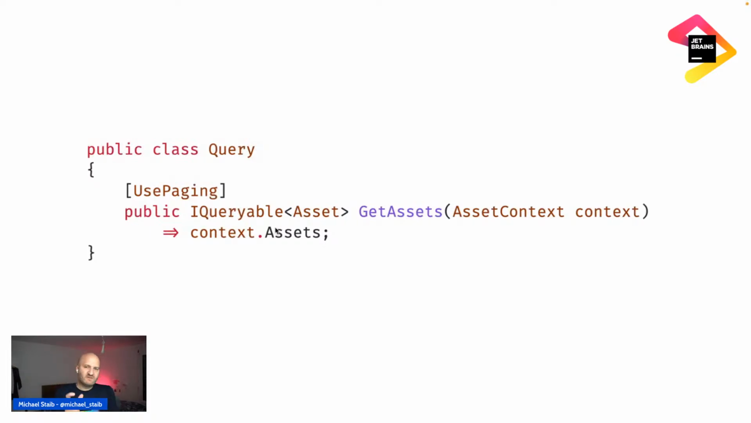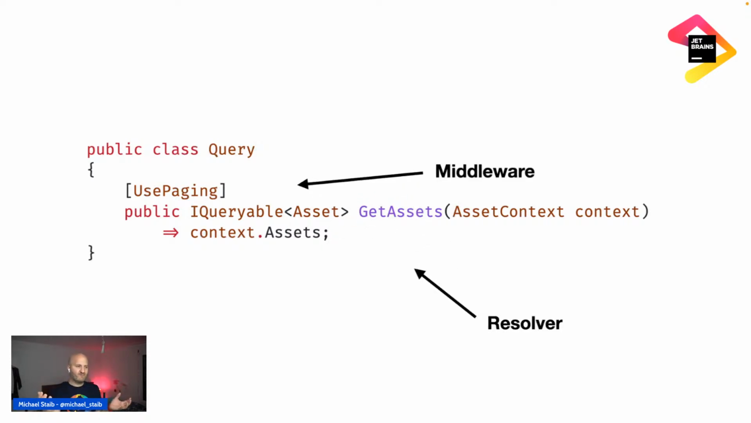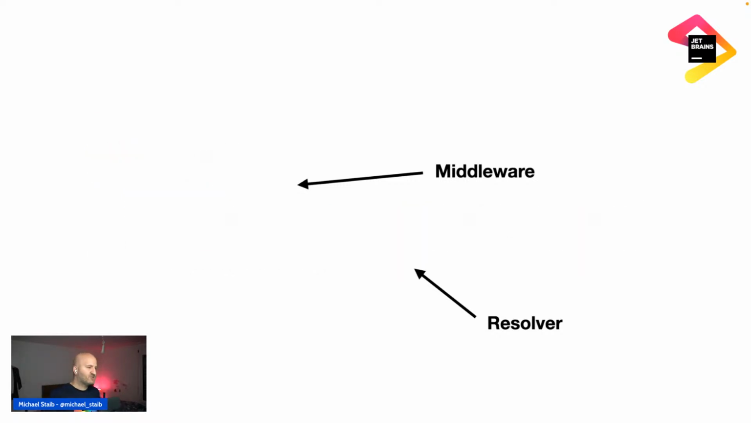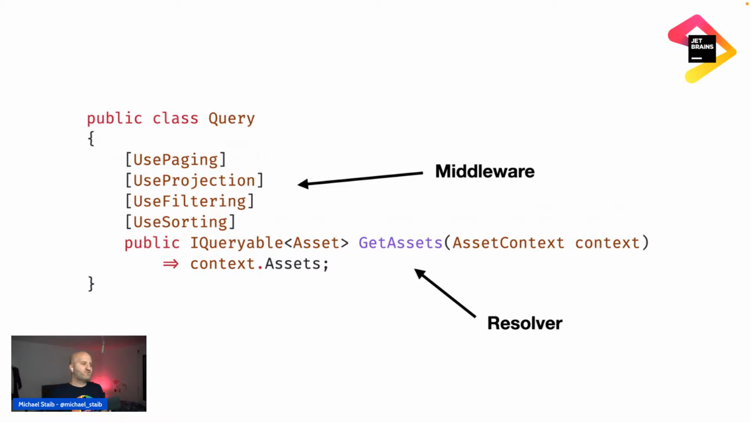So if we put a use paging attribute on top of our resolver, it essentially forms a middleware pipeline where the resolver becomes a middleware. So that's just the last middleware in our pipeline, and use paging becomes the first middleware. But there are a couple more middlewares that we actually have, and that is use projection, use filtering, and use sorting.